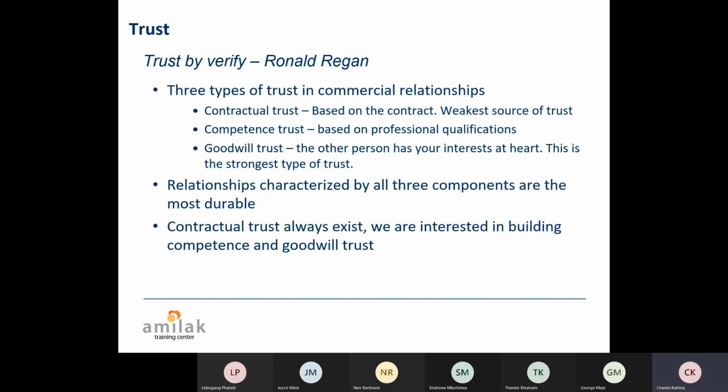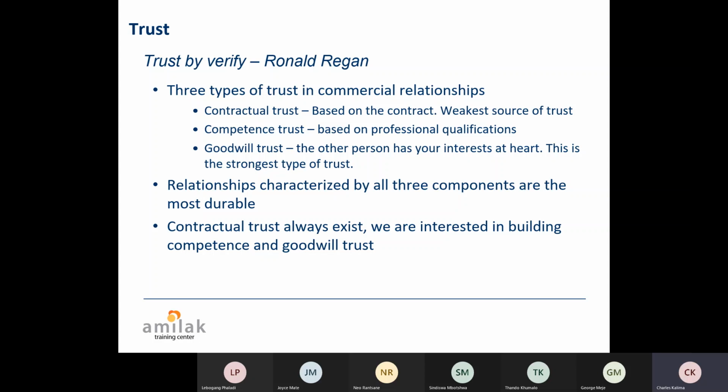Then there is competency trust. It is based on professional qualifications. So you trust somebody because they've got good qualifications. This also is weak trust. Ladies and gentlemen, the best form of trust is where the other person has your interest at heart. It's called goodwill trust, and this is the strongest type of trust that you can ever have. Now, relationships characterized by all three components are the most durable. While we are saying this, remember we're talking about procurement.